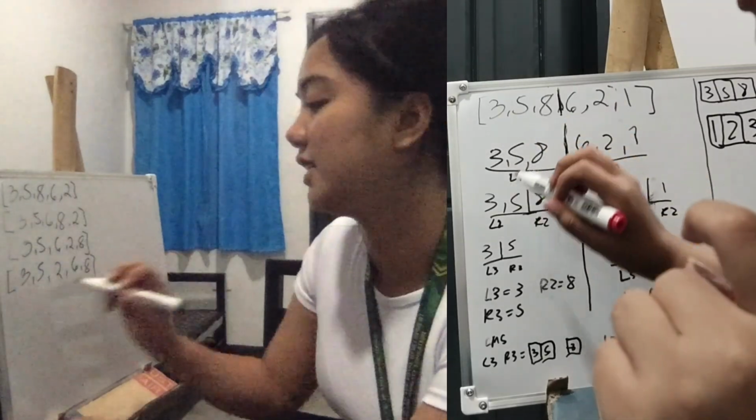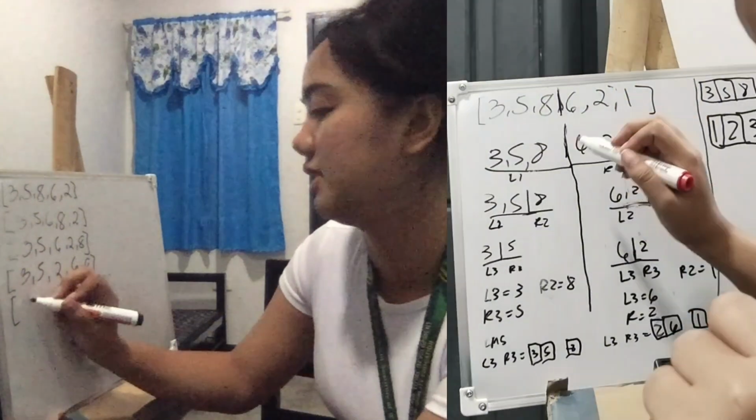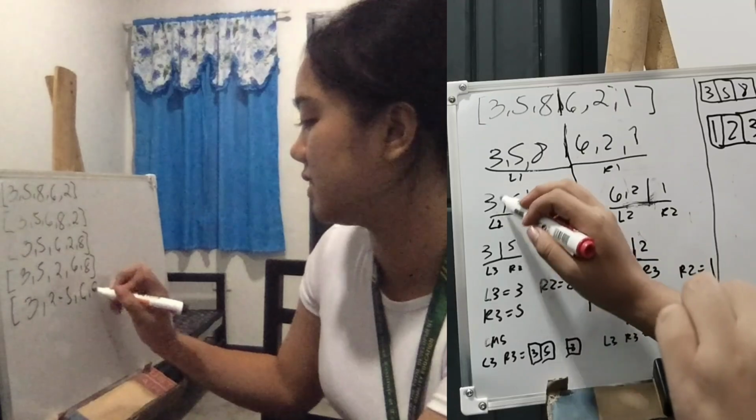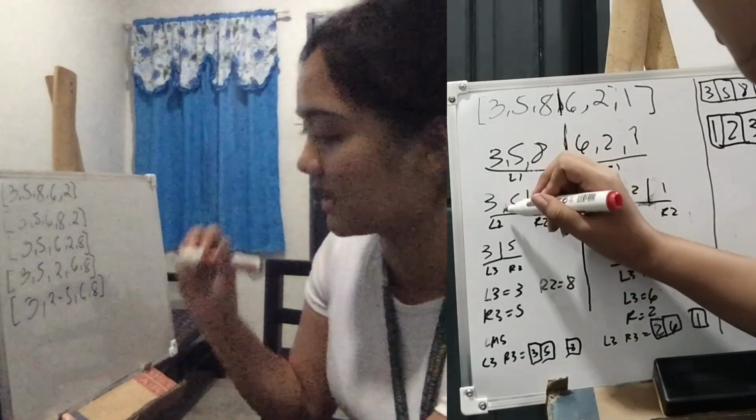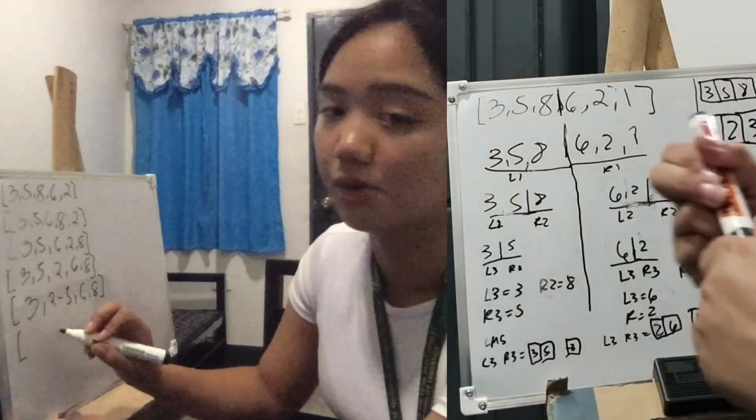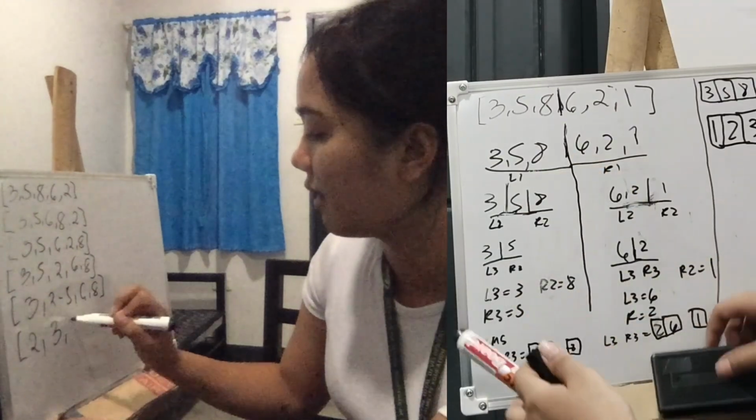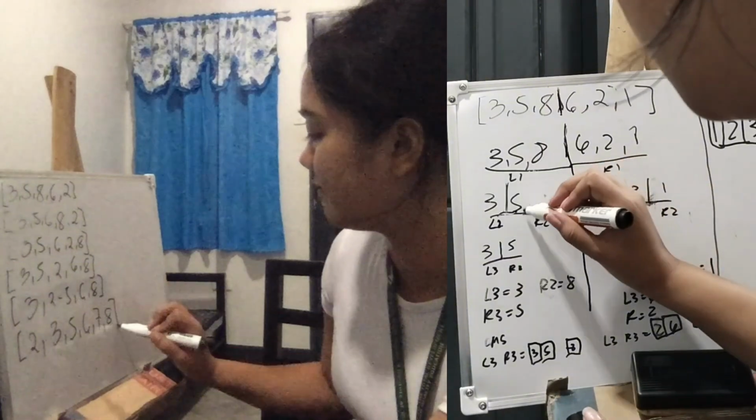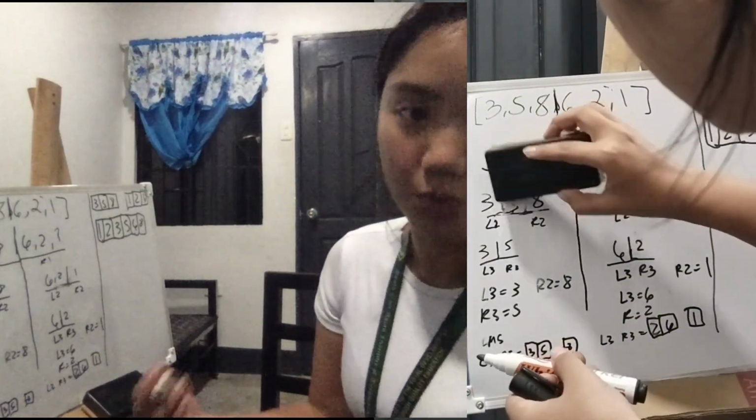Again. Ma-shift. Siyempre, mas nubo. 3, 2, 5, 6, 8. And again, mas nubo ang 2 kaysa sa 3. So, pwede natin siya ma-shift. So, ang pinakauna is ang 2. So, 3, 5, 6, 7, 8. The right position.